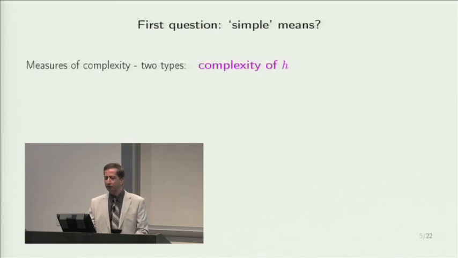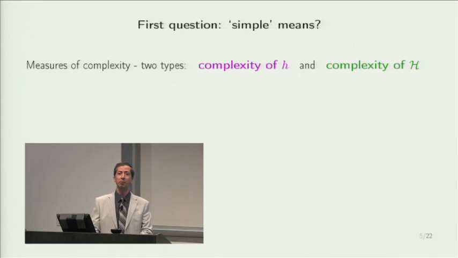The first one is the complexity of an object. In our case, a hypothesis h, or the final hypothesis g, is one object, and we can say that this is a complex hypothesis or a simple hypothesis. The other set of definitions has to do with the complexity of a set of objects. In our case, the hypothesis set: we say that this is a complex hypothesis set, a complex model, and so on.